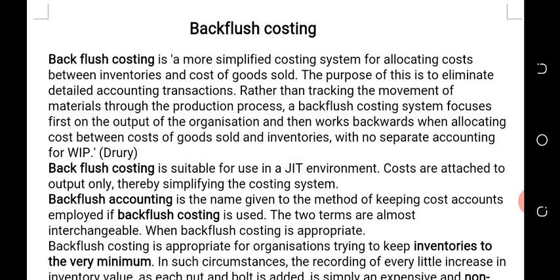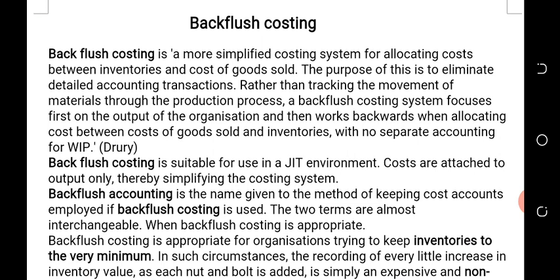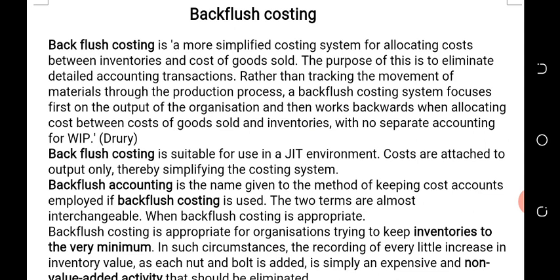So the Japanese introduced this costing technique, which is known as backflush costing, or backflush accounting. So let's look at the note. Let's explain what is backflush costing. We said it is a more simplified costing system for allocating cost between inventories and the cost of goods sold. This is how you can record costs between the inventory and the cost of goods sold, which is the finished goods.